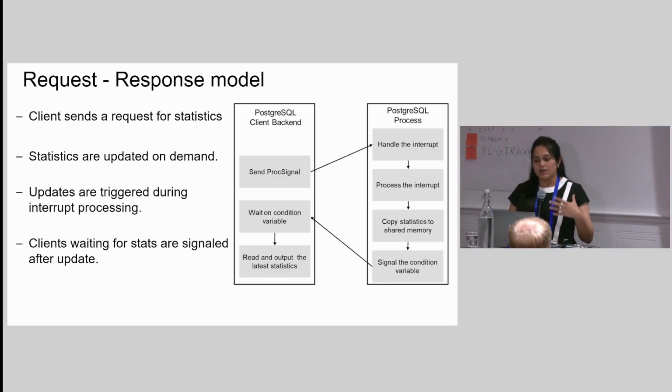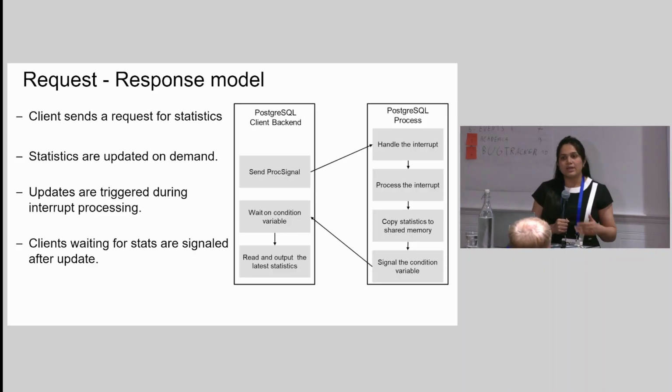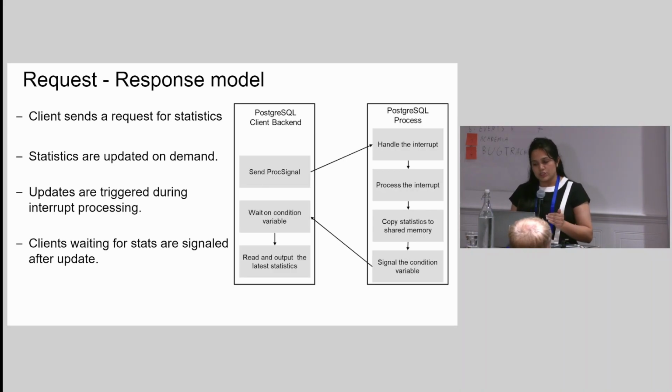By processing, what it will do is create the statistics, create the dynamic shared area, and copy the statistics to that memory. Once it is done copying, it will signal the condition variable on which the client is waiting.